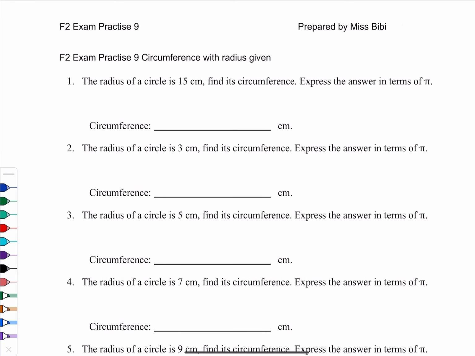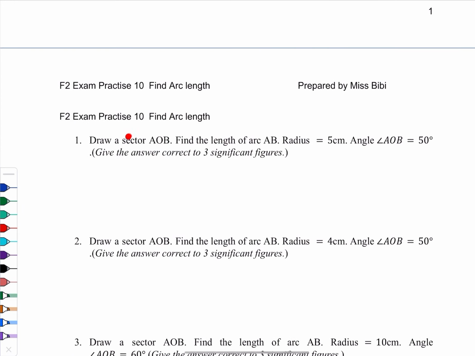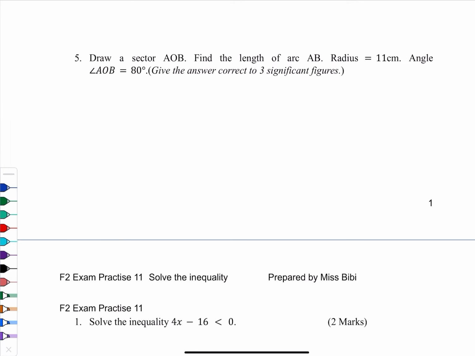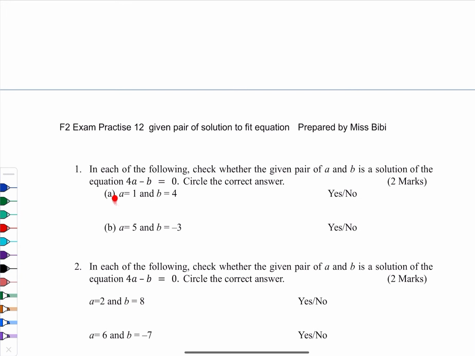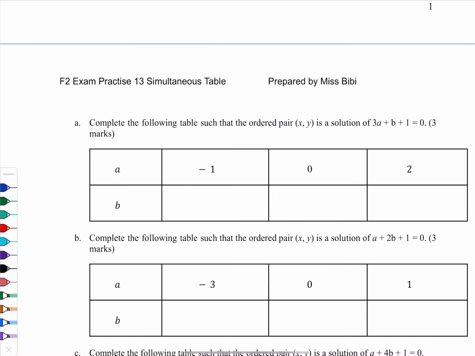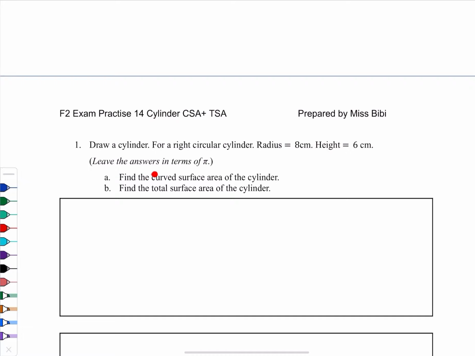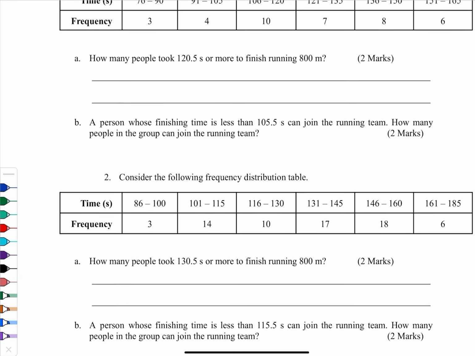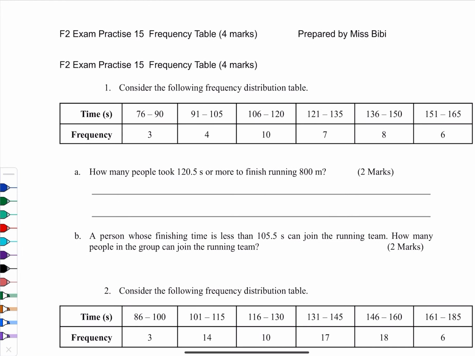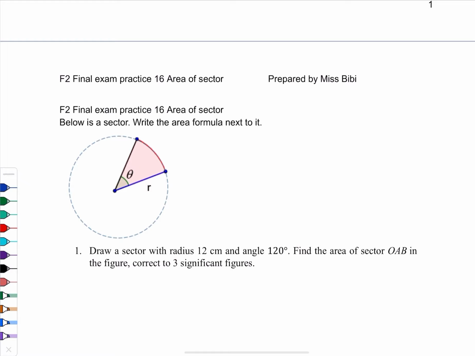Then we find the circumference again, but this time the radius is given. We will also find the arc, like what is a sector, what is an arc, which we will discuss later on. Then we also solve inequalities, and find whether these things suit the equation or not. We also do some simultaneous equations. Then we find the cylinder's curved surface area and total surface area, a few practices of that. Later on we will have the frequency table. You need to know how to read this and understand the questions. Then we will find the area of the circle and also the area of the sector. Sector is the fan shape.